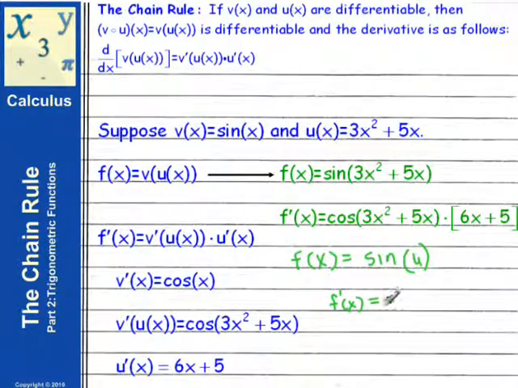So it's a cosine of exactly what we started with, that is the cosine of u, and then we said times the derivative of the inside. The sine function was the outside function, 3x squared plus 5x is the inside function, so times the derivative of what's on the inside, u prime. And that ended up being the cosine of 3x squared plus 5x times the derivative of u, or u prime, which is 6x plus 5. And this is really the form that we'll use over and over again.